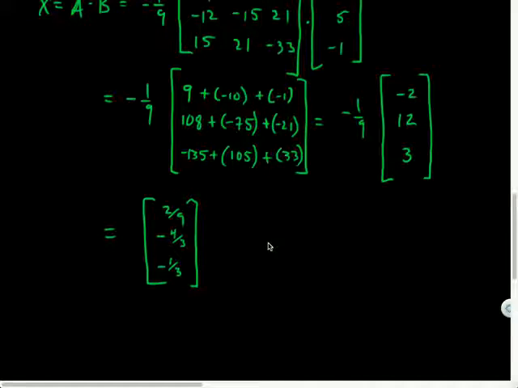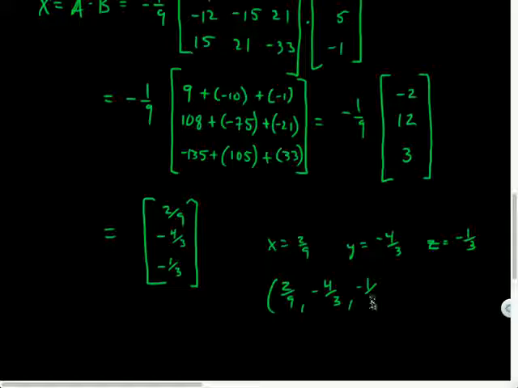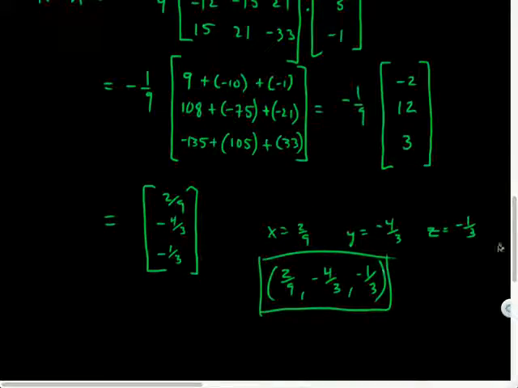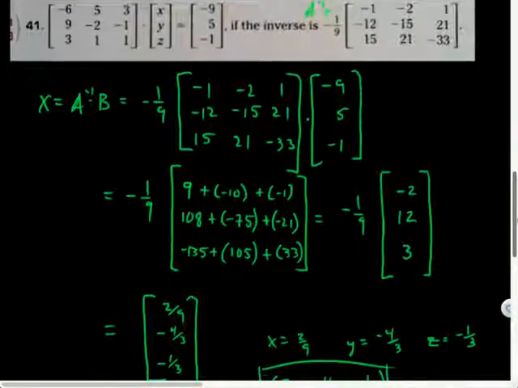So that means I could write x equals 2/9, y equals -4/3, and z equals -1/3. Or I could write that as an ordered triple: 2/9, -4/3, -1/3. Graphically, what does this represent? What does this whole system represent, and what does this ordered triple represent? Does anyone know?